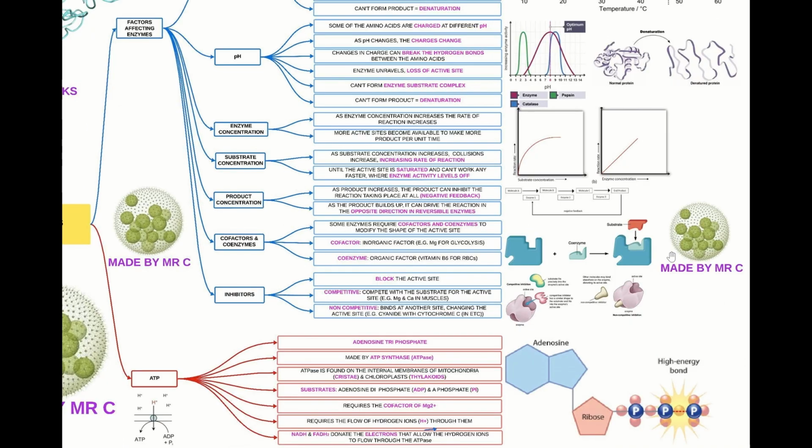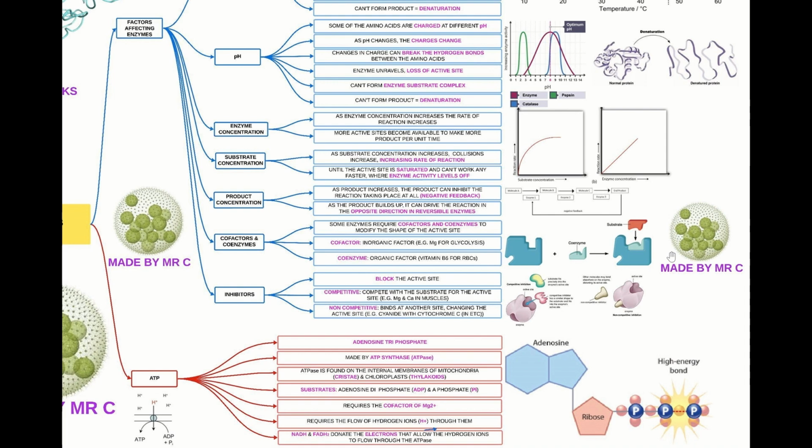And next we get to ATP. ATP stands for adenosine triphosphate. It's made by the enzyme ATP synthase, which is abbreviated to ATPase. ATPase is found on the internal membranes of mitochondria and chloroplasts. In mitochondria, the internal membrane is called the cristae, and in chloroplasts, the internal membrane is called the thylakoids. The substrates to make ATP are adenosine diphosphate, or ADP, and an inorganic phosphate known as Pi.